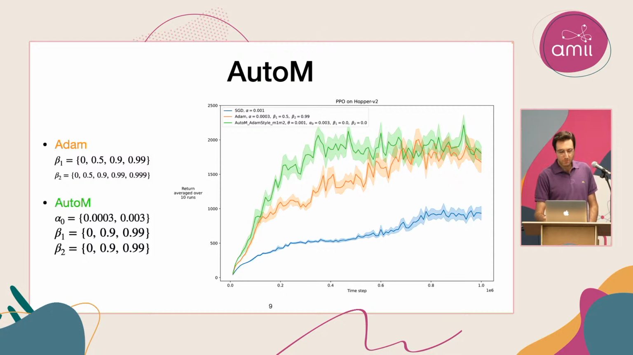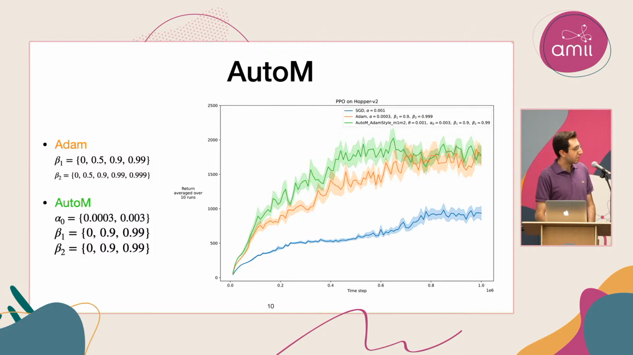So I thought maybe this is a one-off thing, and if we try more commonly used values for beta, what would happen? I did get the same thing. So meaning that still Autumn learns faster than Adam.